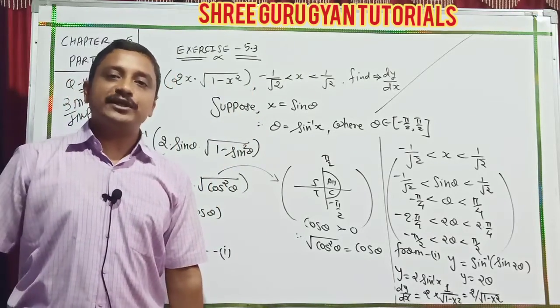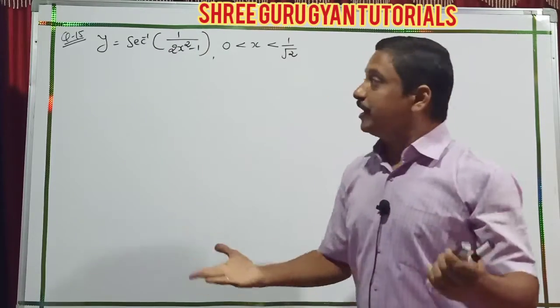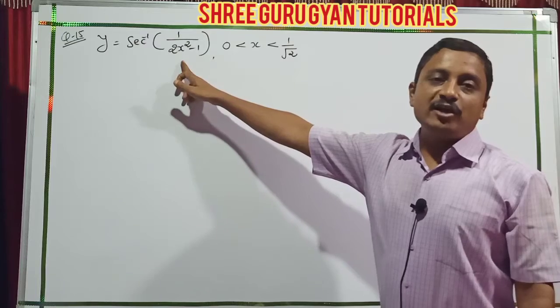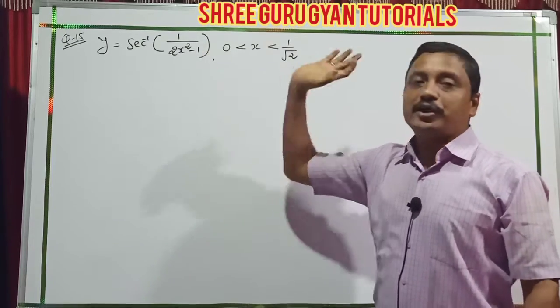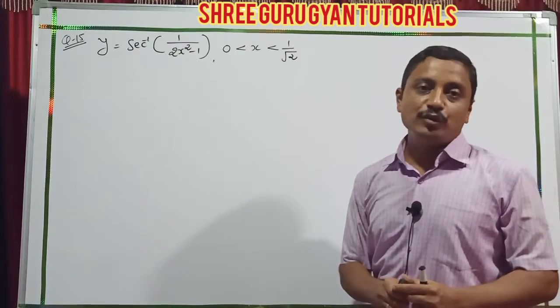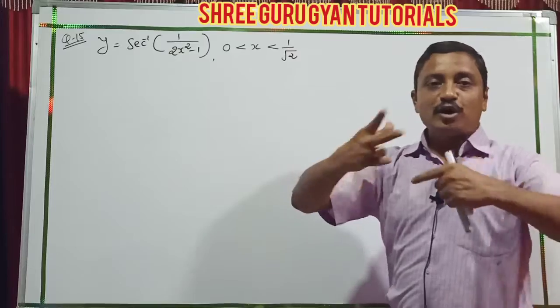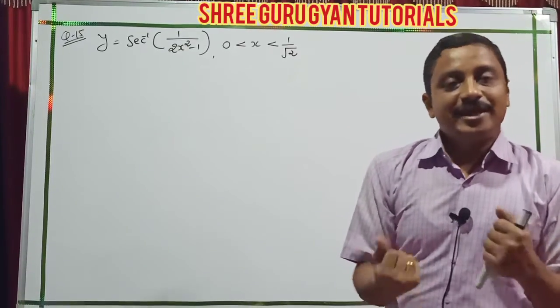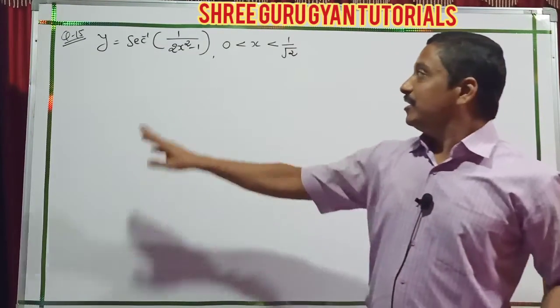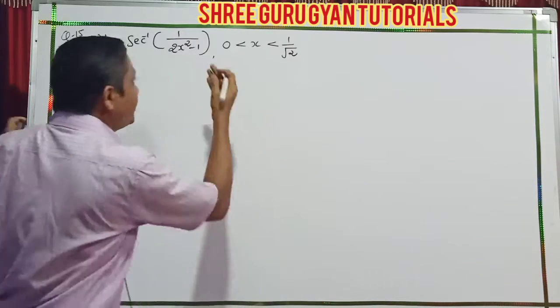Okay, now I am moving to the next numerical. One more numerical, students. It is interesting. y is equal to sec inverse of 1 upon 2x square minus 1, and the data is the same, 0 less than x less than 1 by root 2. Students, here the sec function is given. So what is the reciprocal of sec? Cos. Yes, so I assume here x is equal to cos theta, and it is easily done.